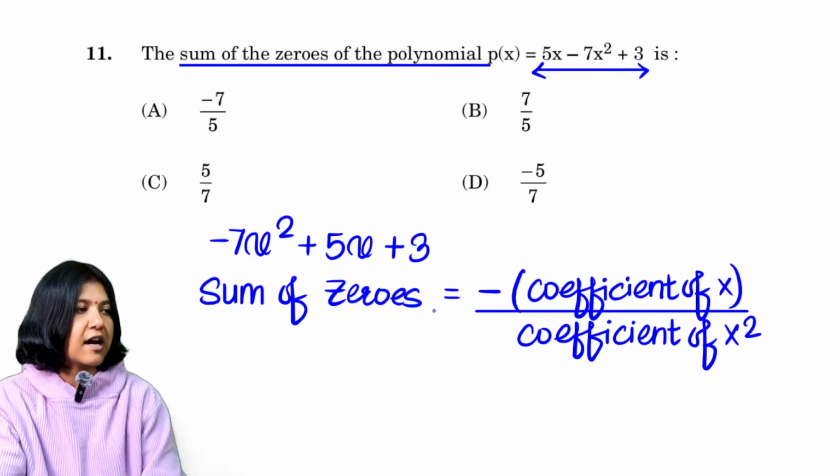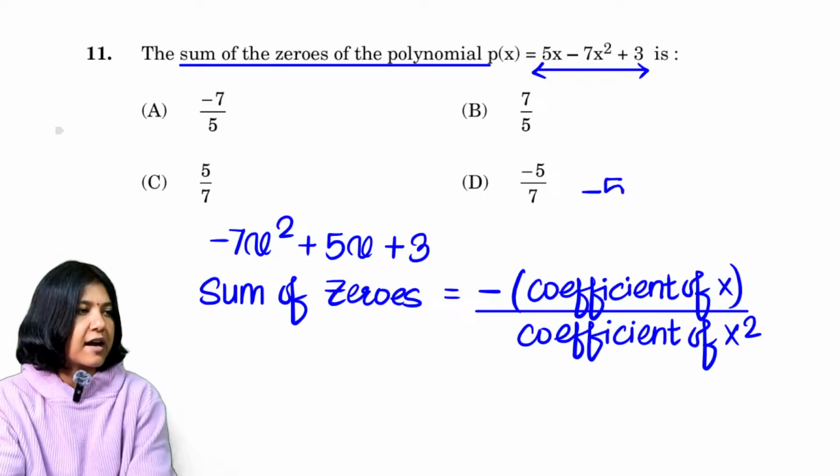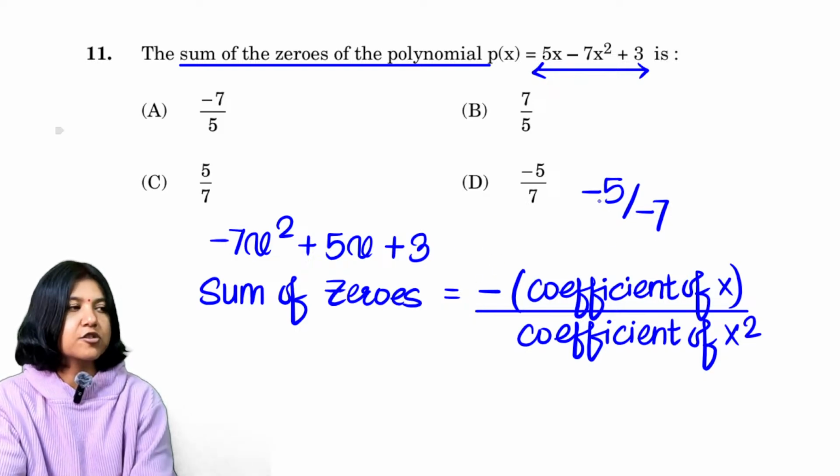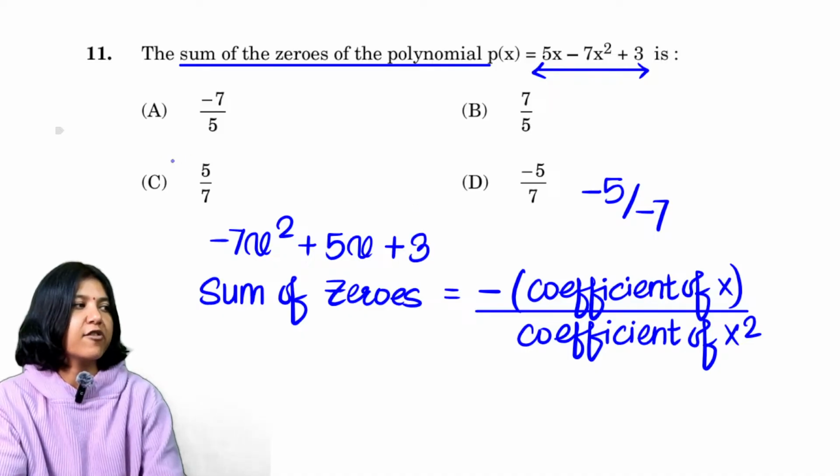So here the answer has to be minus 5 upon minus 7. Don't forget, negative comes from the formula and minus 7 is already there as the coefficient. So the answer has to be 5 upon 7.